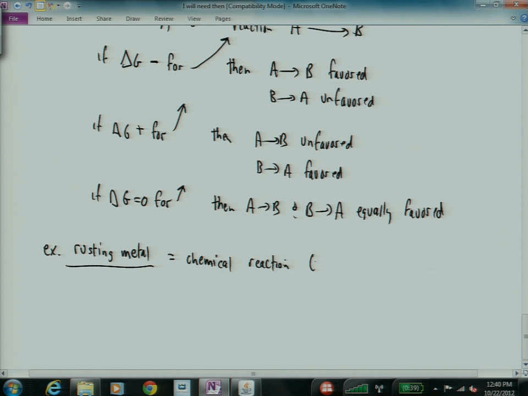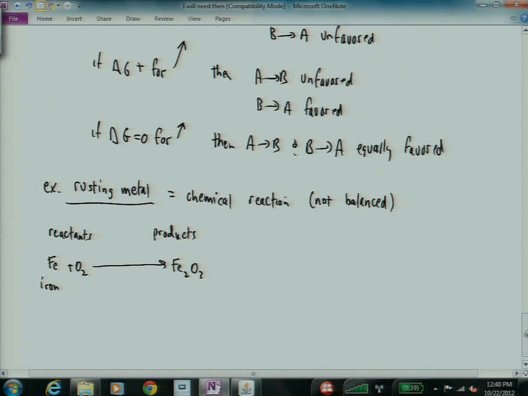The reactants are Fe, which is iron, like the iron in your car, plus oxygen in the air, which react to form the products. And those are Fe2O3, which is red rust. And this occurs spontaneously. That is, your car just sits there and it rusts. That means delta G is negative. That is, the favored reaction is iron rusting. You sit there, your car will rust. The hotter it is, the faster it rusts, but it's going to rust on you.